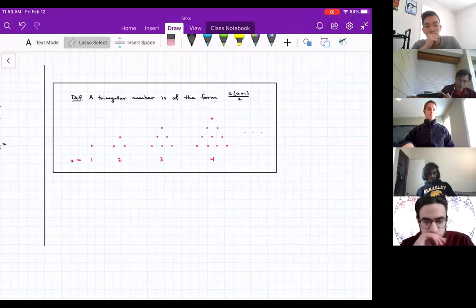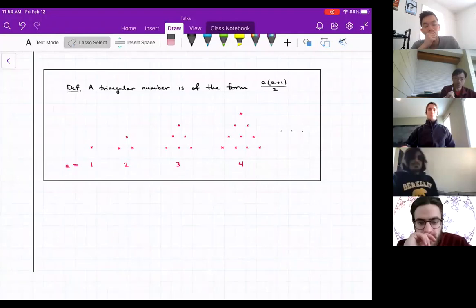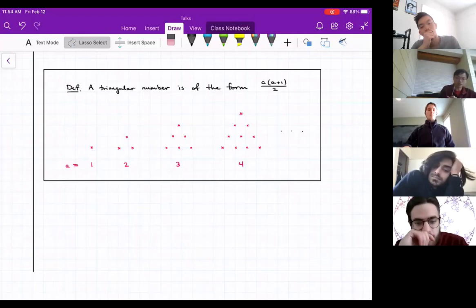It's a number of the form a times (a plus 1) over 2. So, for instance, if a is 1, this is just 1. If you plug in a equals 2, you get 3. If you plug in a equals 3, you get 6. And if you plug in 4, you get 10, and so on. So these are numbers of this form.